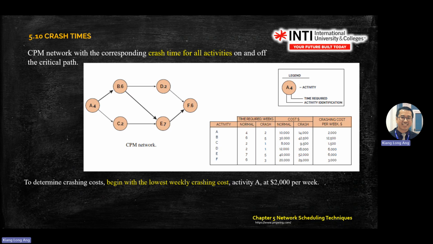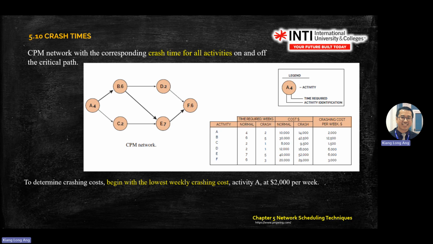Okay. Now, how to find the 2,000? If your process crashes, the cost will be 14,000. Normal operation is 10,000. The difference is 4,000. But in the process, you crash 2 weeks. So you take 4,000 divided by 2, you get 2,000.